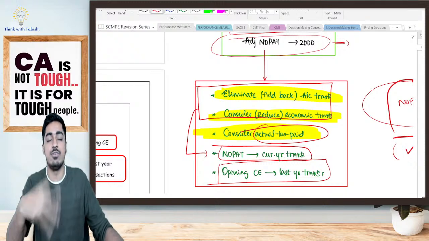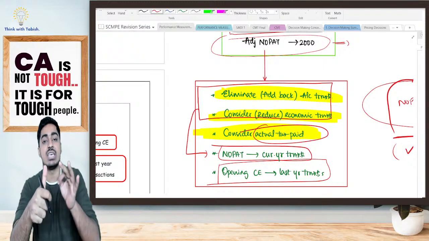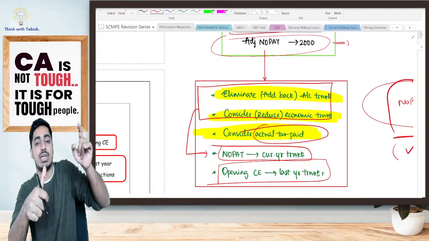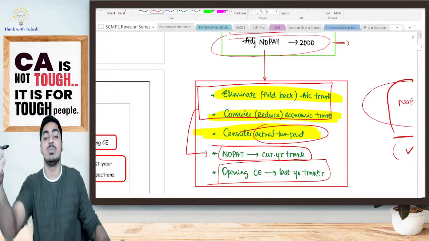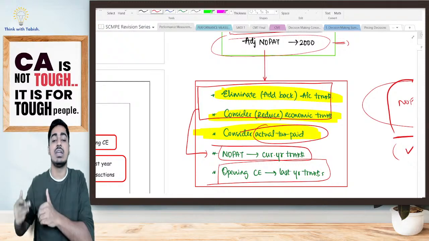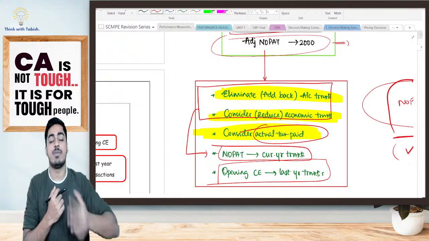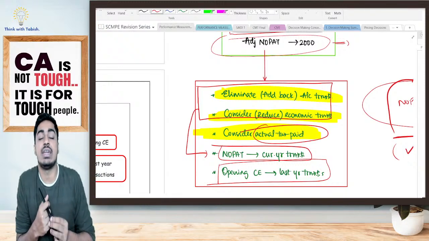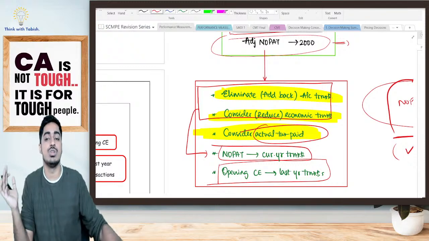3 rules. Repeat with me again, everyone. Firstly, my accounting transactions, accounting adjustments, I should eliminate. That means I should add it back. My economic transactions, I should consider. That means I should reduce. Which period? In my NOPAT, I will consider current year transaction. In my opening capital employed, I will consider last year transaction. And my final point, when I am taking my tax paid, consider your actual taxes paid. End of the story, my dear students.